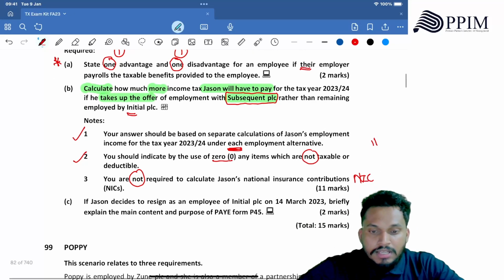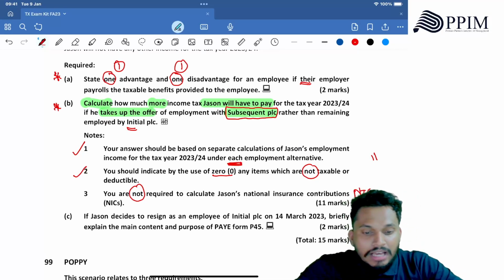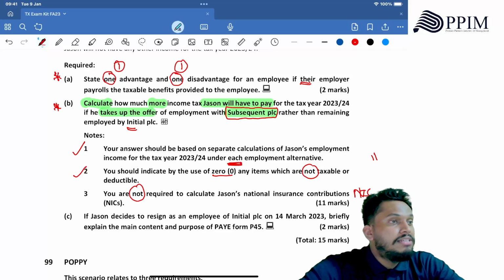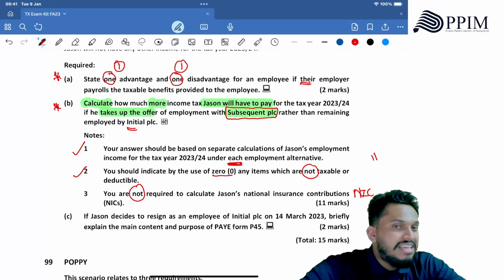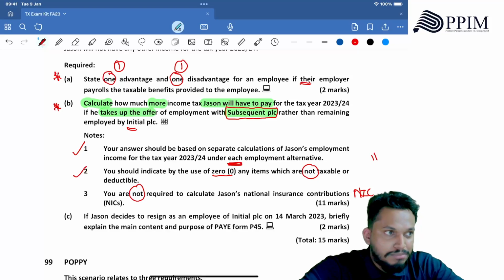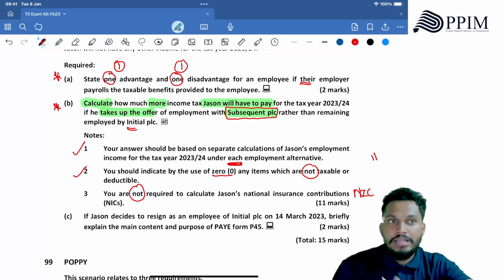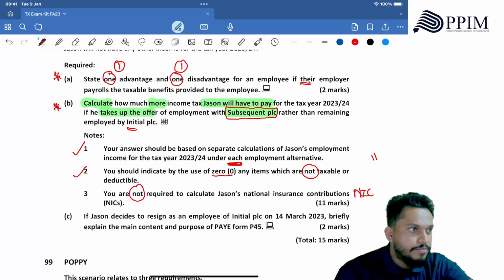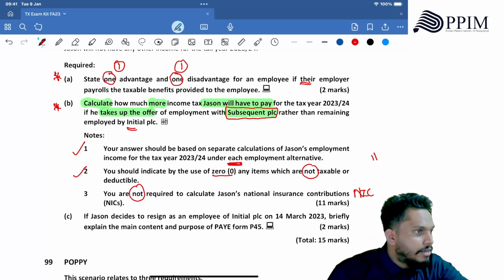Fine. Then here I need to provide the examiner with some calculations for subsequent PLC and initial PLC and how much tax he is paying. Okay, so they are asking to calculate how much more income tax Jason will have to pay if he is choosing the offer from subsequent PLC, which means technically he is saying initial PLC's income is giving him less tax compared to subsequent. So in your answer, it needs to reflect that. I mean, just an indication. It can be the other way around sometimes, but just an indication. As a person who is going to sit for this exam, this is what I will always understand.